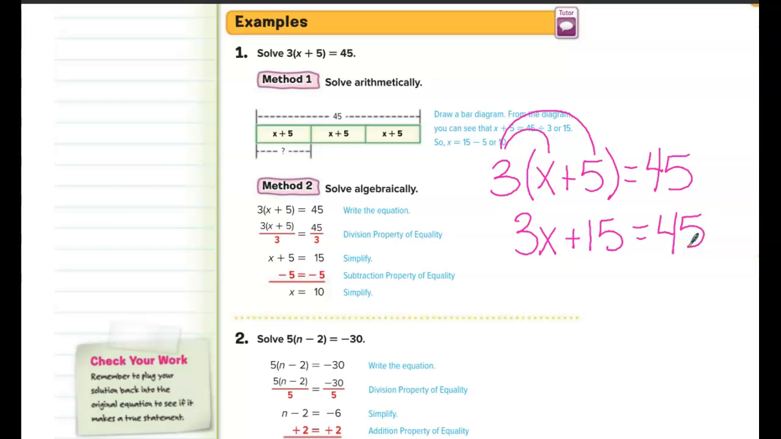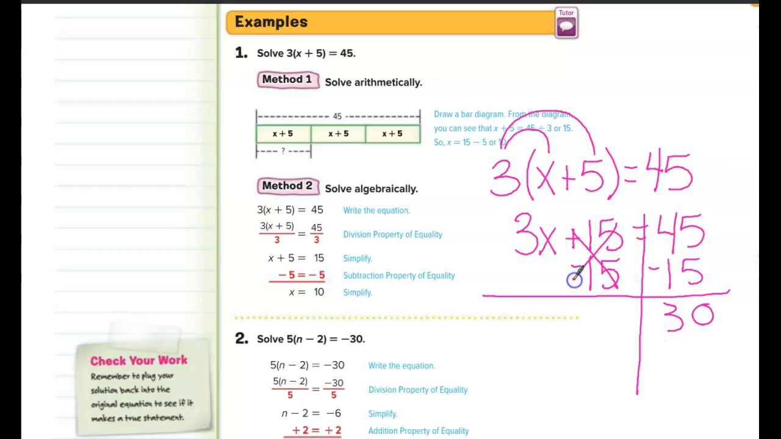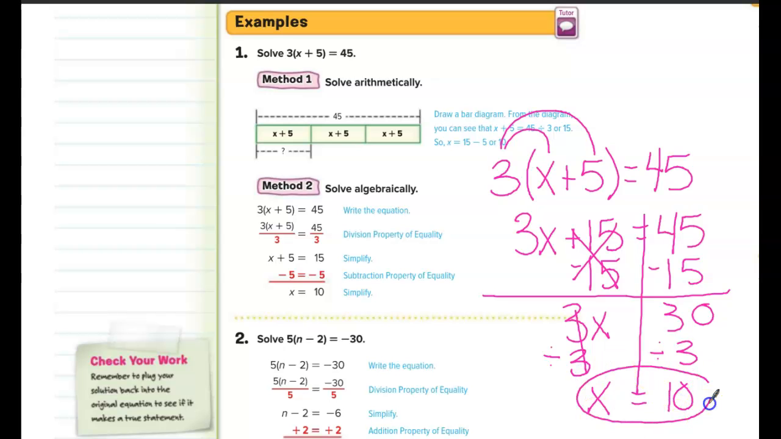Okay? And now it looks just like we've been solving. So I'm going to draw my line down the middle. I need to get rid of a positive 15, so I would subtract 15. I'd get 30. This made my 0 pair, but I still have 3x. Okay, since 3 and x are multiplied to each other, the opposite would be divide. So I divide by 3. Therefore, I get x on this side. And then 30 divided by 3 is 10. So x equals 10. So that is one way to solve.